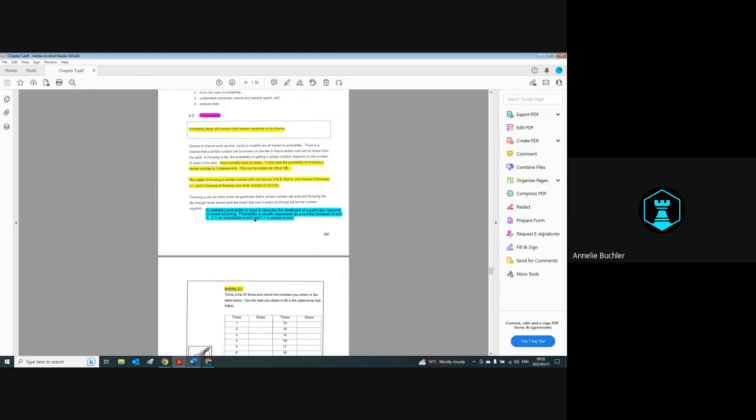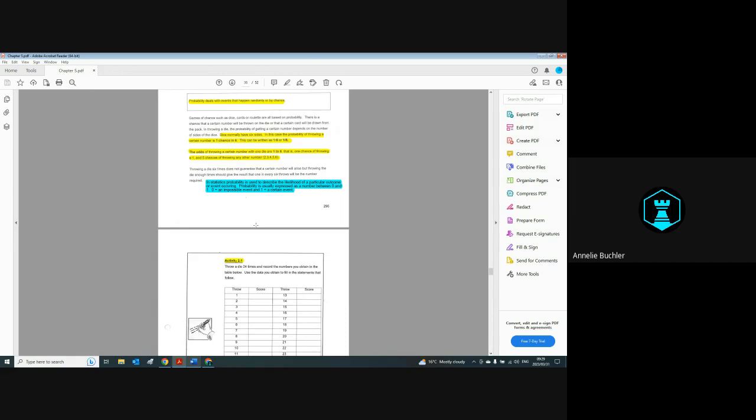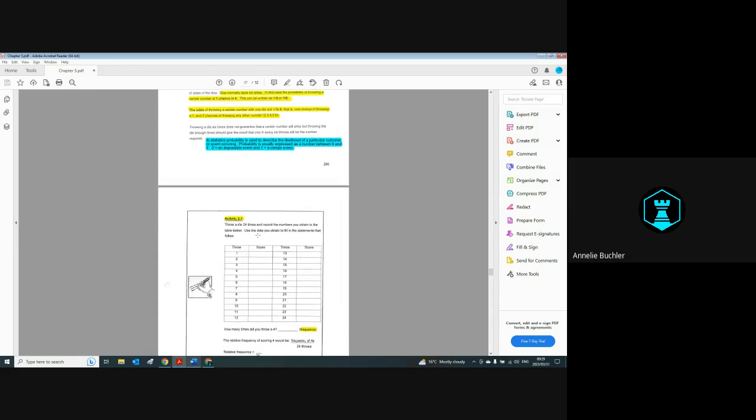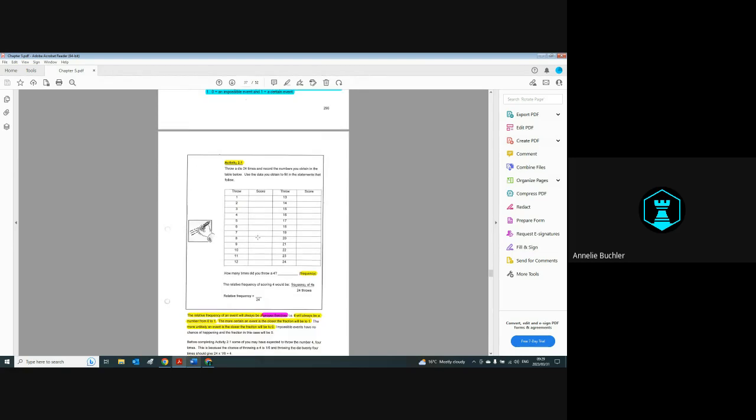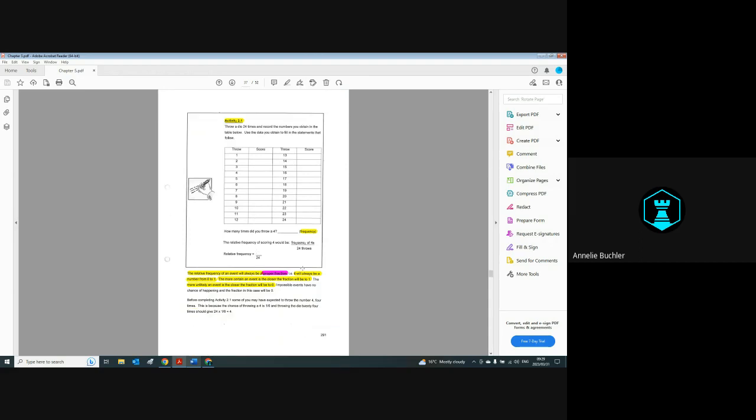There, I made a note for you on statistics. Probability is used to describe the likelihood of a particular outcome or an event occurring. Probability is usually expressed as a number between 0 and 1. 0 is an impossible event and 1 is a certain event, okay? I'm not going to do the activities. I encourage you to do the activities because it will help you to get familiar with the content, okay?